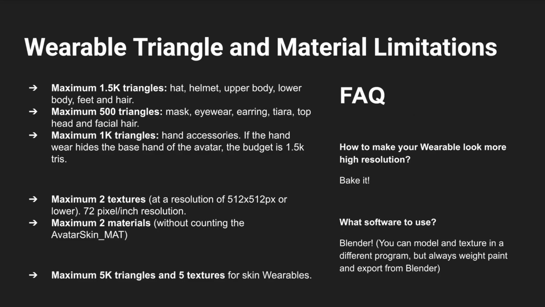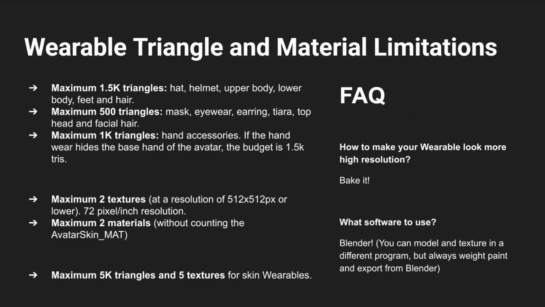Hands have a lot of bones, a lot of joints and a lot of moving parts. And for that to work, we need to have a lot of loops and a lot of geometry. So the basic budget for hand wearables is 1,500 triangles if they replace the actual avatar hand. If they don't replace the avatar hand, then you can use up to 1,000 triangles. Now, triangles to one side. You can find all this on the Decentraland documentation, by the way, and I would recommend always checking it before you start making a new wearable.